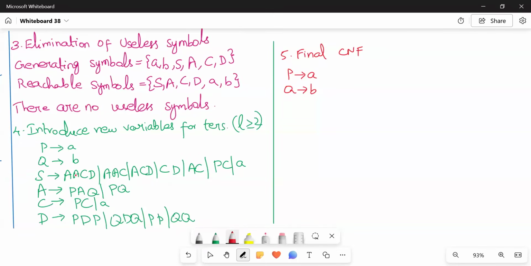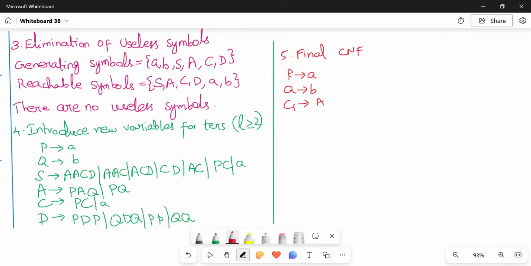Then in this production, the length of the body is 4. So we have to introduce 4 minus 2 cascade symbols. So 2 cascade symbols we need. We can write S tends to A. Instead of ACD, we need C1. So introduce a new variable C1 tends to the second symbol, and the second symbol is A, and instead of CD. If we write CD here, again it will not be in the CNF format.